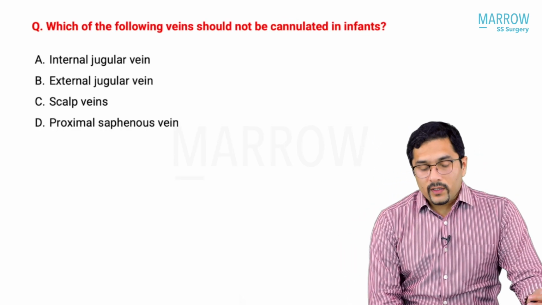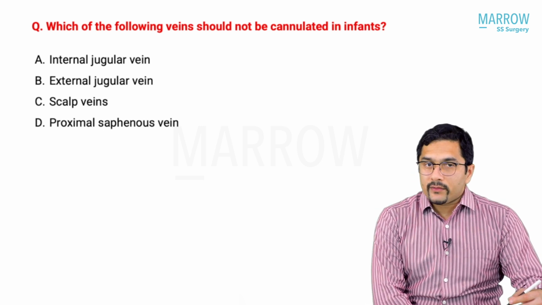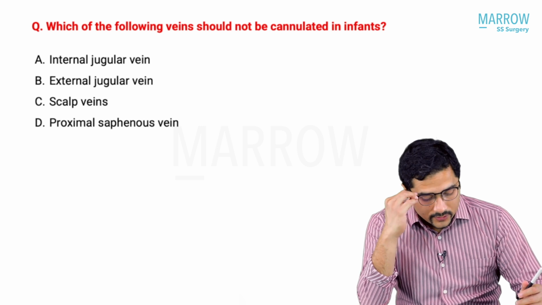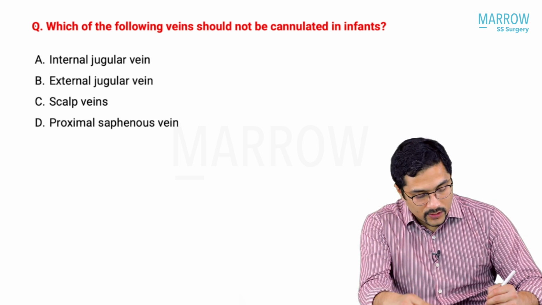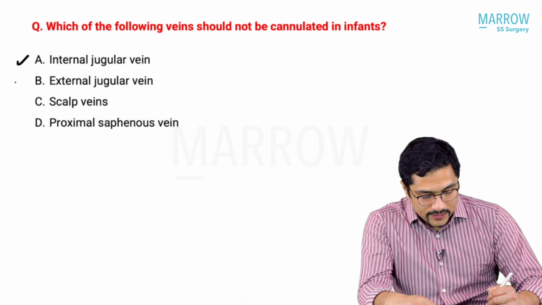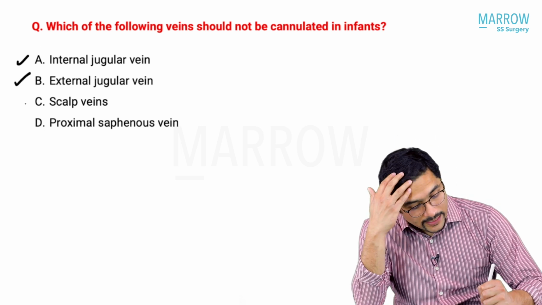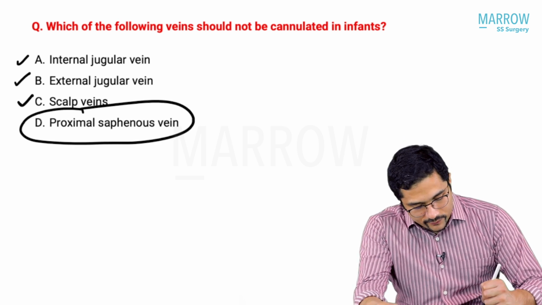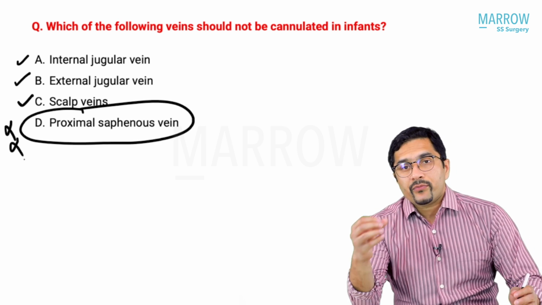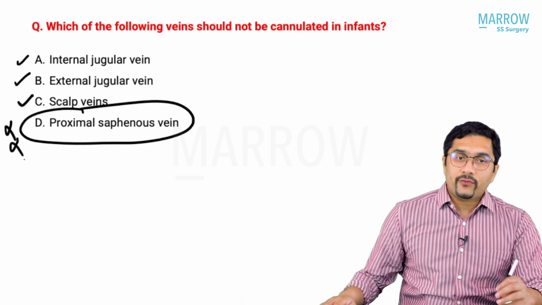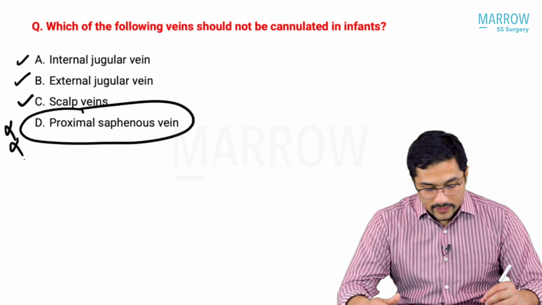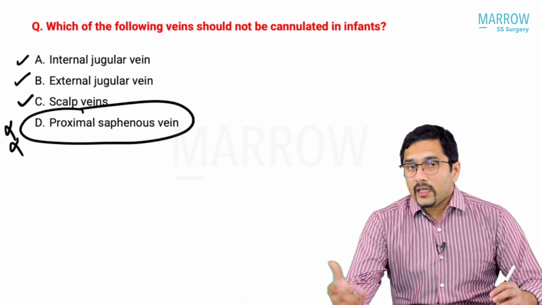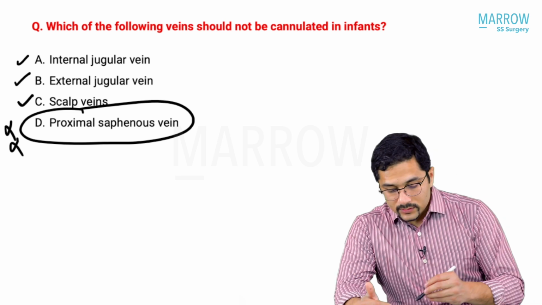Which of the following veins should not be cannulated in infants? So, if an infant is coming with dehydration, you want to put in a cannula. Which of the following veins will not be used? Internal jugular we can use, external jugular we can use, scalp veins in infants as well. Proximal saphenous vein is not used. We can do intraosseous infusion in children as well, right? So, we won't use the proximal saphenous vein. The distal saphenous vein is used for venous cut downs.